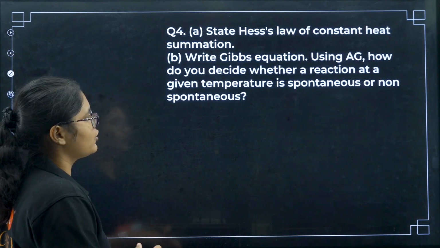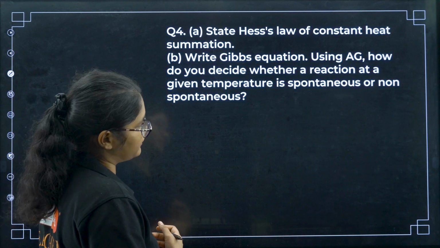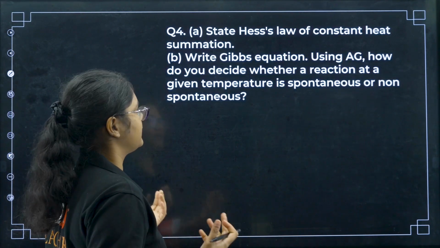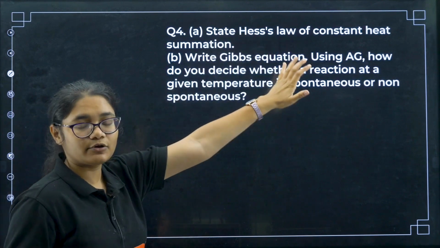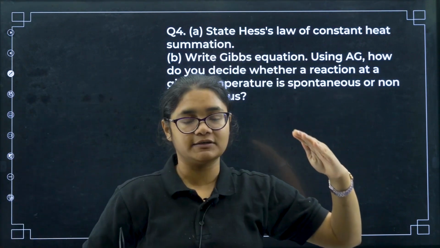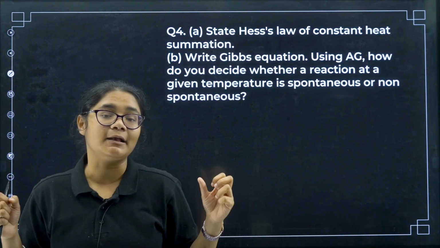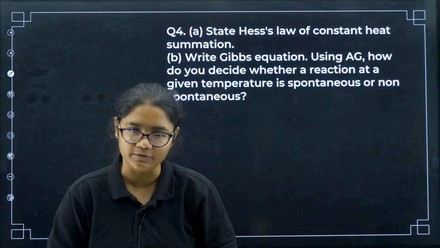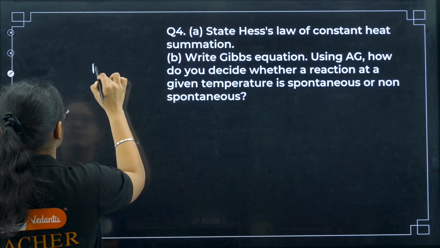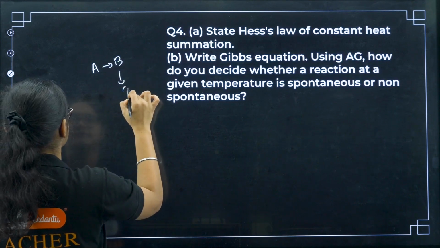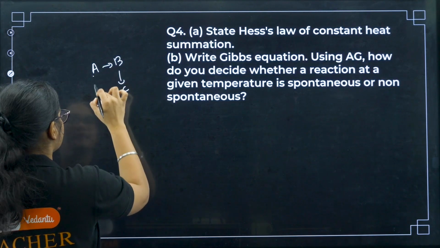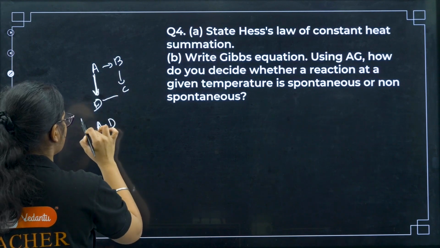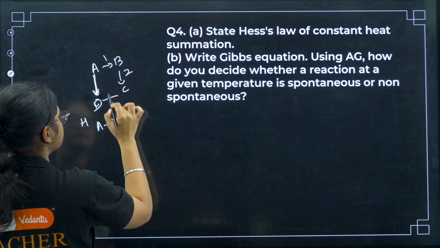Next, state Hess's law of constant heat of summation. Write the Gibbs equation. Using delta G, how do you decide whether a reaction at a given temperature is spontaneous or non-spontaneous? So Hess's law, what does it say? If a reaction occurs in multiple steps, the final enthalpy of reaction is the addition of the enthalpies of intermediate steps, right? For example, if a reaction is from A to B, then B to C, then C to D, and we have our A to D reaction directly, then the A to D reaction enthalpy will be equal to this plus this plus this.